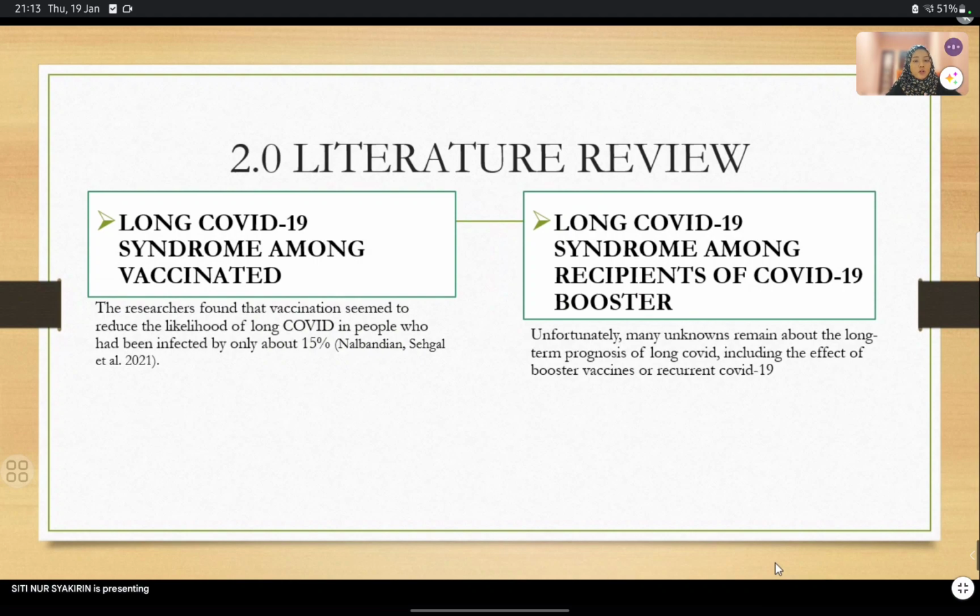But on the booster, the prognosis of long COVID that affects the booster, and also the COVID-19 vaccine, still remains unknown.